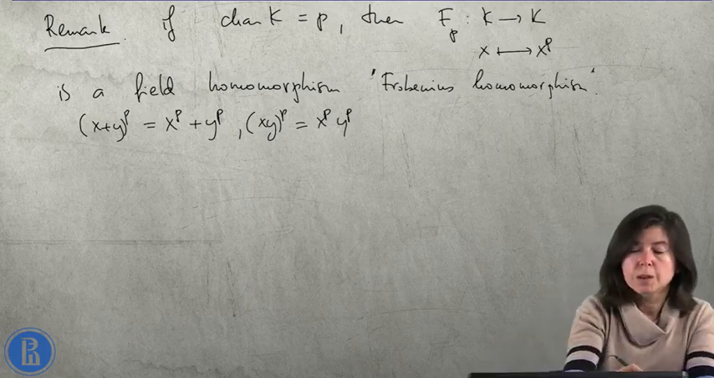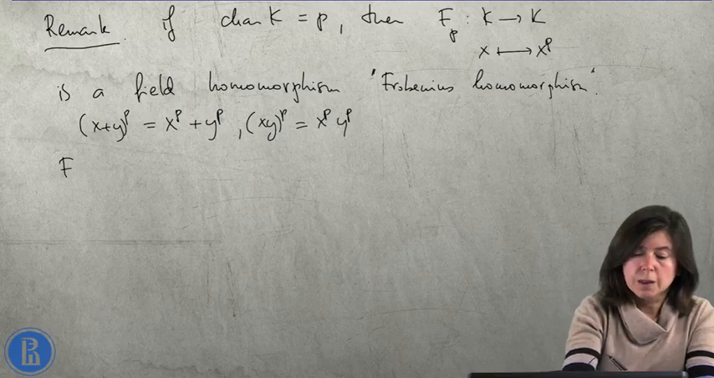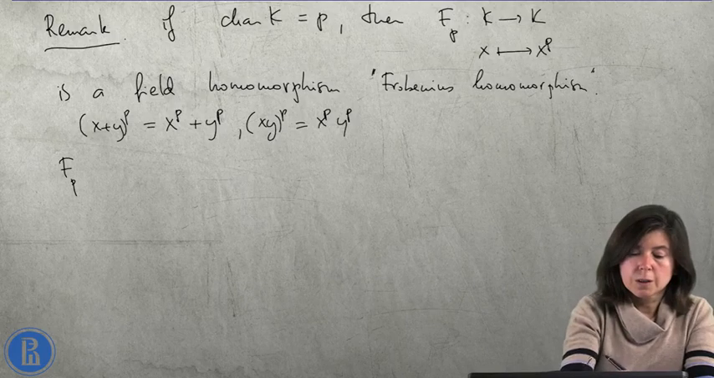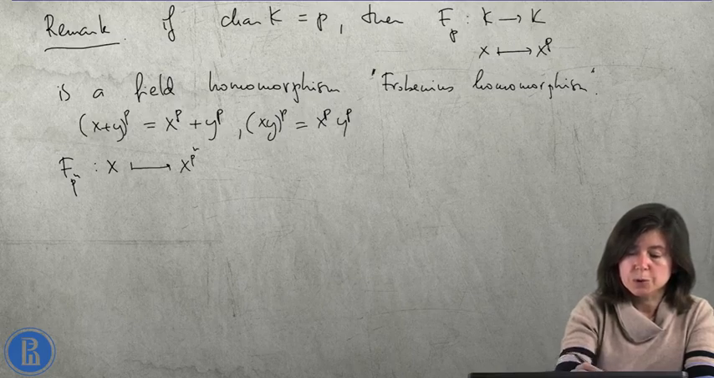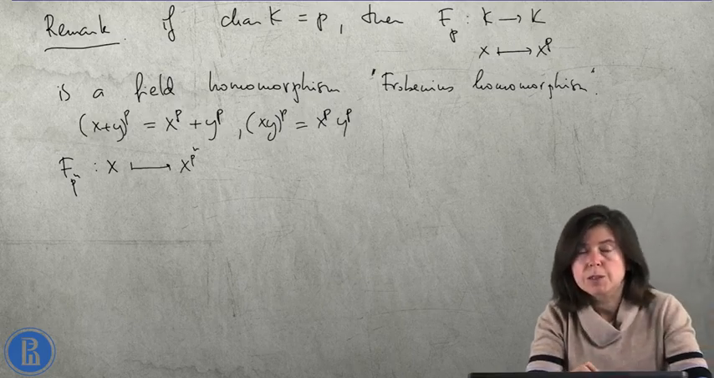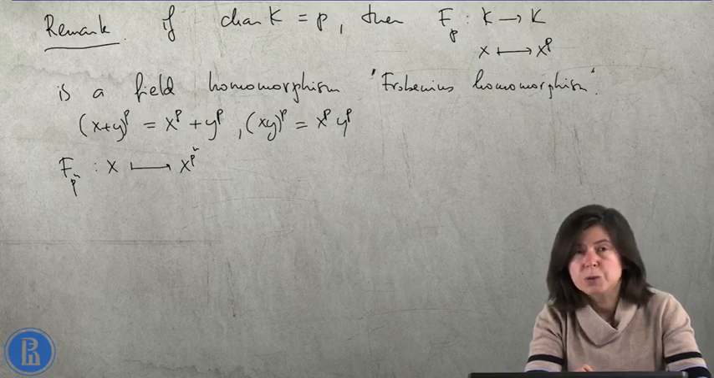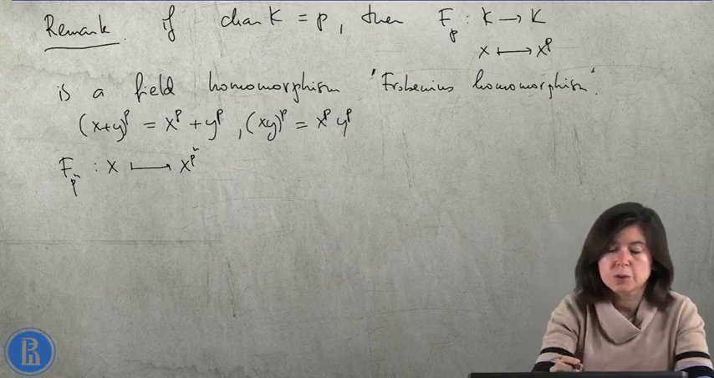In the same way, sending x to x to the power p to the power n is likewise a field homomorphism. This is just a power of our Frobenius.